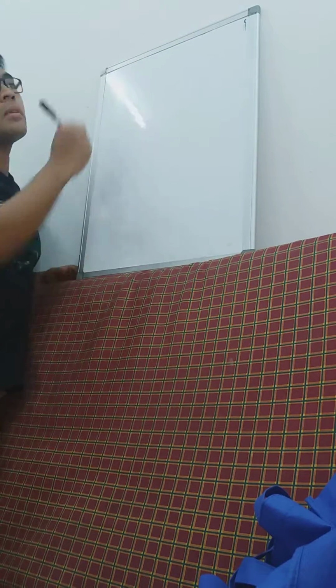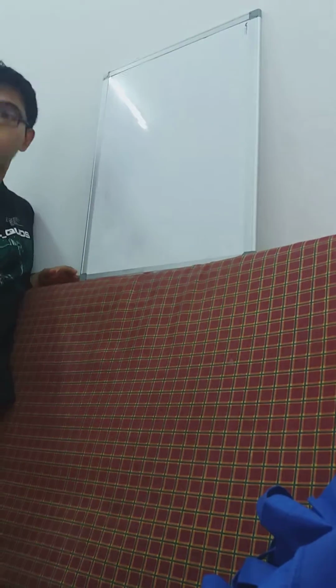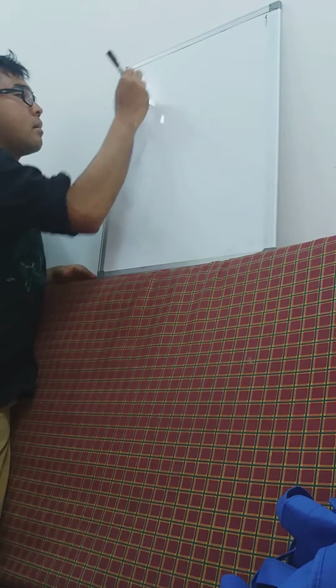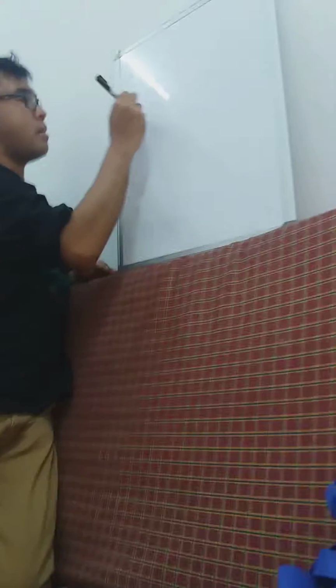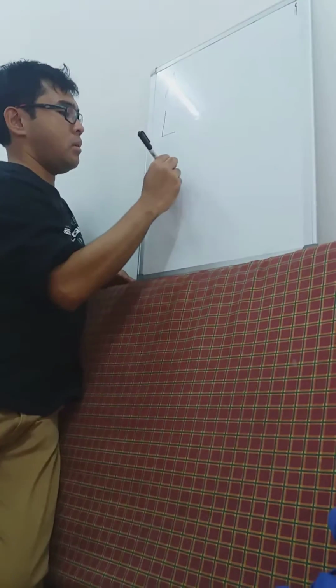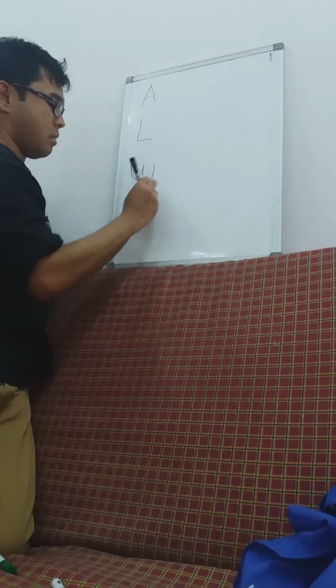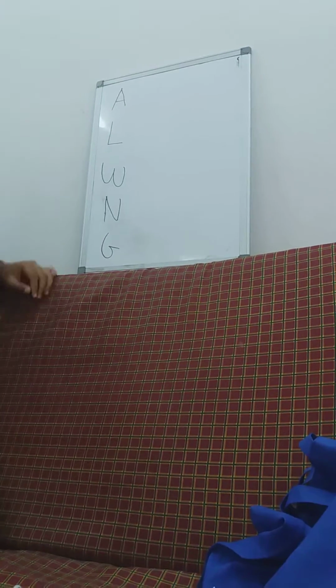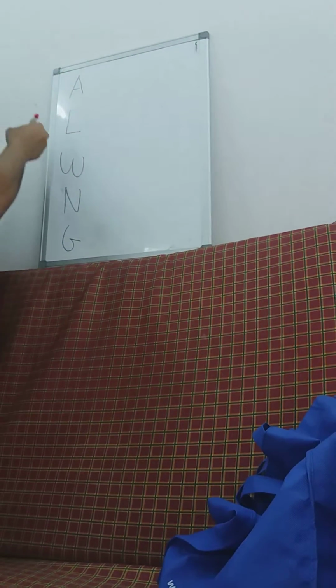So I have a simple formula to remember that. We want to allow the plant to grow healthily. So we start with A, L, W, and G. Kind of like a short form for allowing. So what's that? So air. This is air.